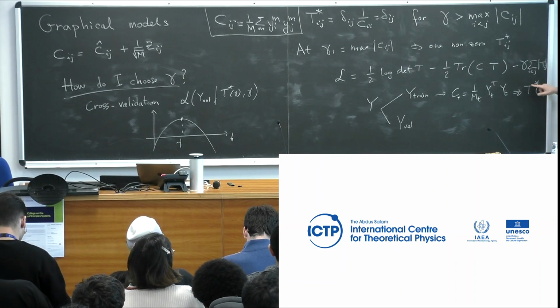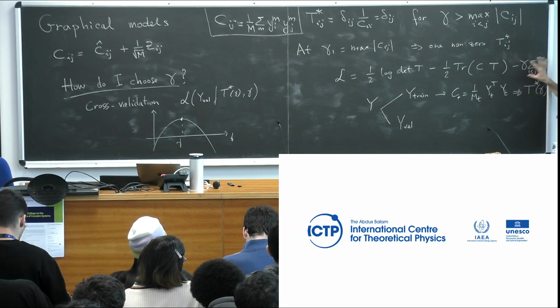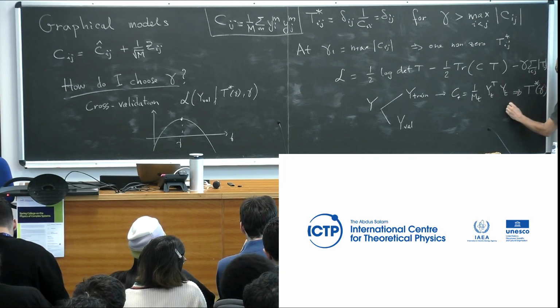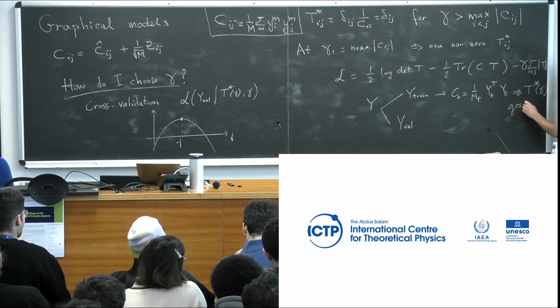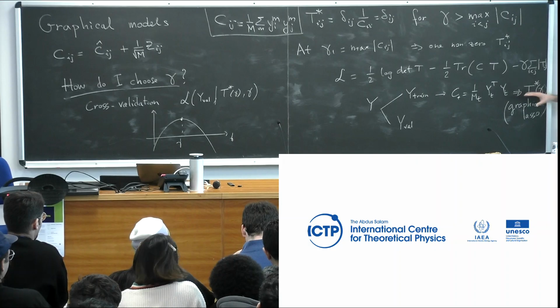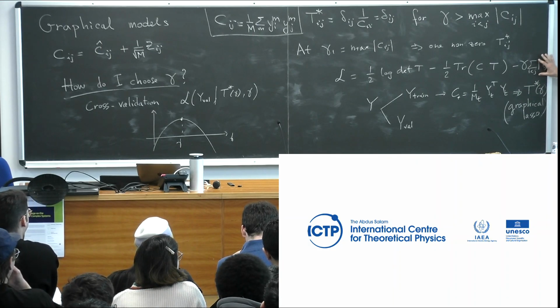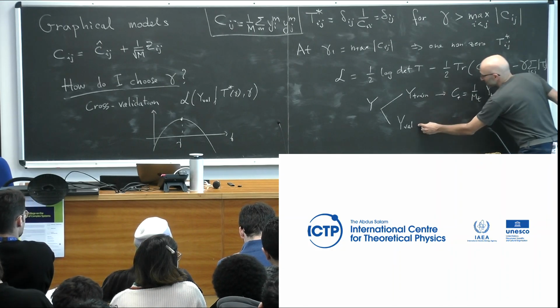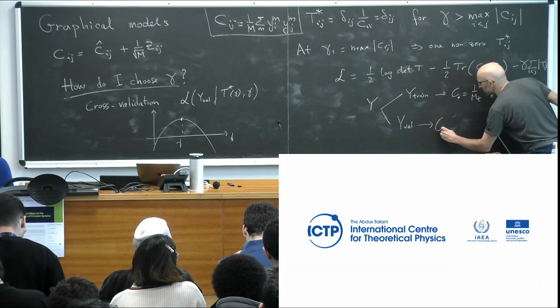I forgot to say that this can be done efficiently using some algorithms. I mean, the keyword is graphical lasso. Okay? To maximize this object, there is an algorithm that I don't have time to discuss that is called graphical lasso. So you can efficiently compute the t star that maximizes this thing. And then from the validation data, you compute C validation.